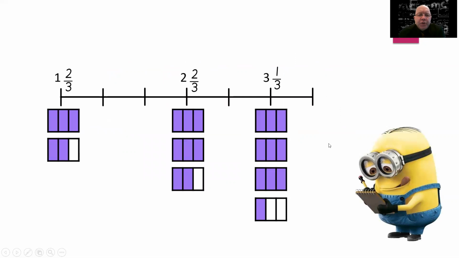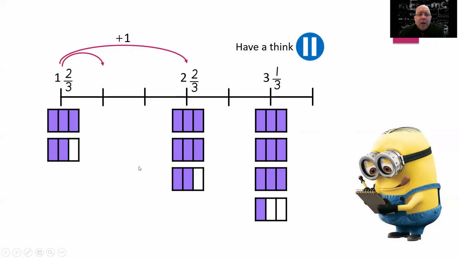Right, here's another sequence where we've got some of the terms in place, but not all of them. So what's going on here? Well, first of all, let's look at the information we've got. We've got 1 and 2/3, and we've got 2 and 2/3. So this big step is a whole one. So we've added a whole one. But if we then look at the separate steps in between, how big is each little step? What is that step worth? How much have we added this time? Have a think.